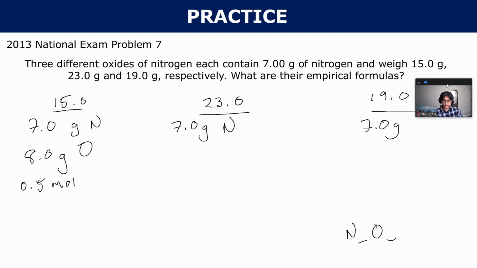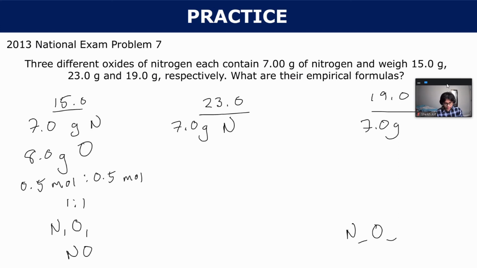And how many moles of oxygen are in 8 grams? That's going to be 0.5 moles, because remember, the molar mass of nitrogen is 14, and the molar mass of oxygen is 16. And what do you know? If we're trying to find empirical formula, and empirical formula needs to be in whole numbers, that's going to be a 1-to-1 ratio, meaning our formula is going to be N1O1, or just NO.